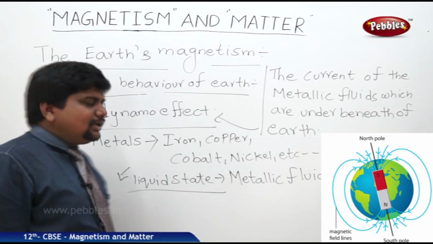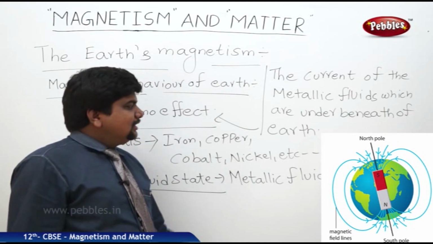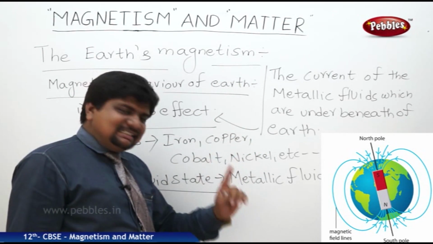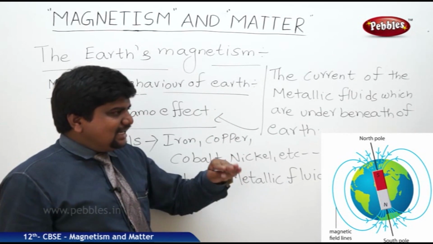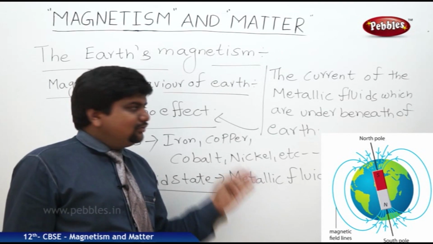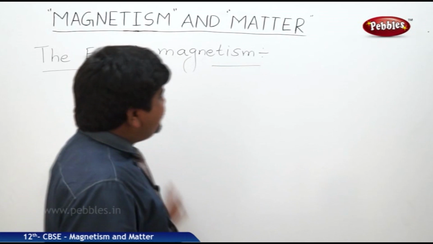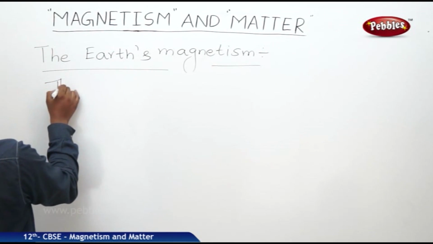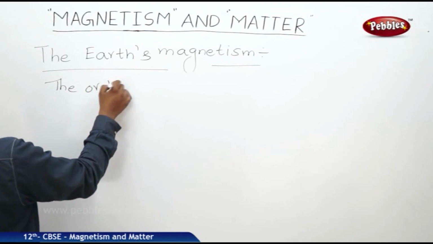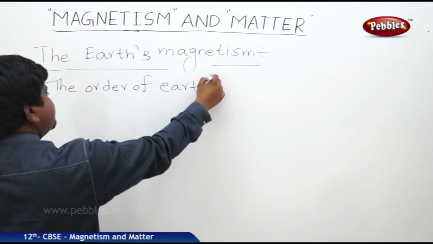But if you see a freely suspended bar magnet or a compass needle, that needle won't align with the Earth's axis of the magnetic field. It is slightly away from the Earth's magnetic field. We will see the reason for that. The order of the magnetic field strength of the Earth is 10 to the power of minus 5 Tesla.